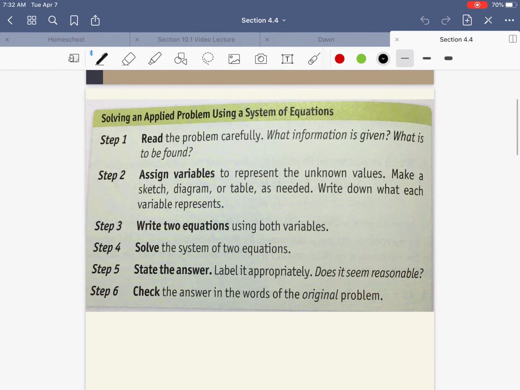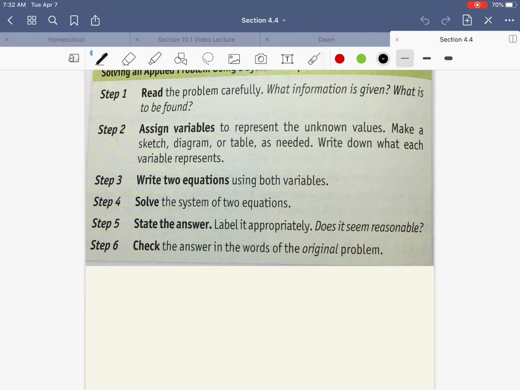All right, so here are the steps to solving an applied problem using a system of equations. First, you're going to read the problem carefully and look to see what information is given and what information needs to be found. Then you're going to assign a variable to any unknown values. Then you're going to write down your two equations using both variables. So of course there will be two unknowns, an x and a y, and two equations.